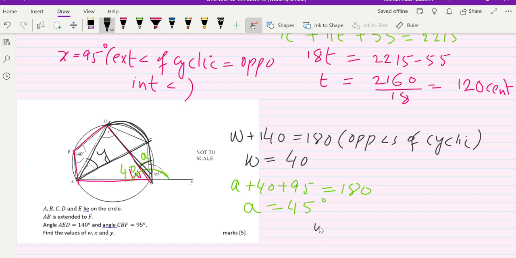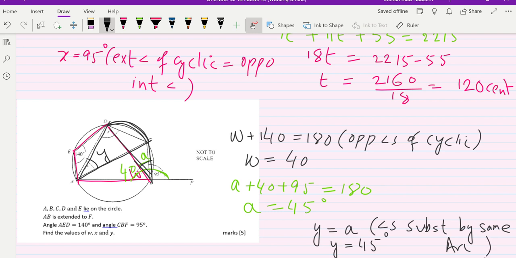So mathematically we can write that Y equals A. The value of A we just worked out, which is 45 degrees. It means Y equals 45. The reason is angles subtended by same arc. This is the reason for this part.